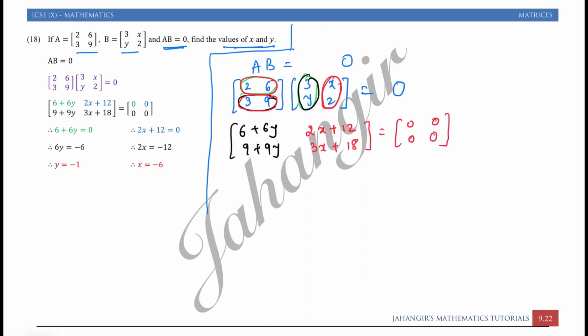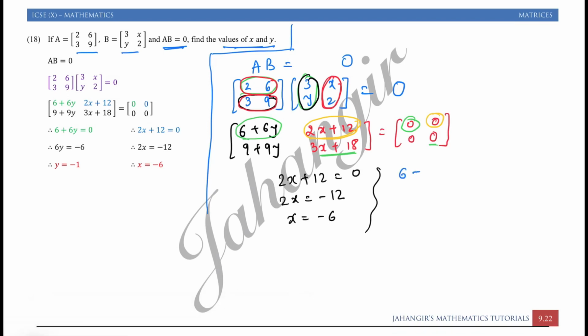So now we can compare, we can equate. These are comparable matrices, so we can equate. 2x plus 12 is equal to 0. 2x is equal to minus 12, x is equal to minus 6. Okay. Now next part we will equate this. Let me mark with green. You can equate anything. You can even equate the lower term also with this. But you can choose anything.